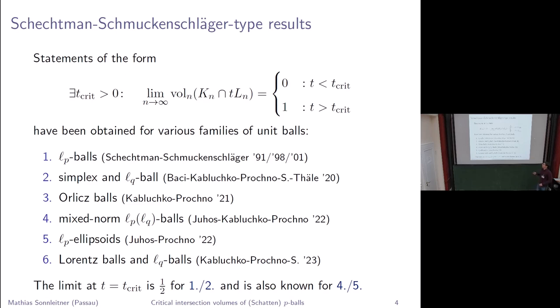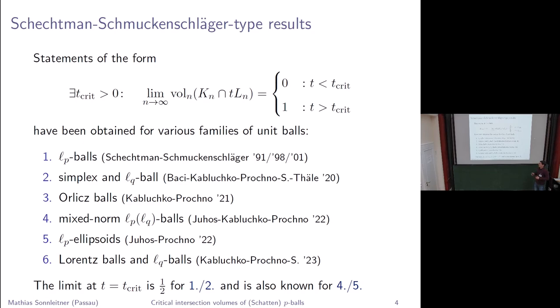Such a result was proven for the case of LP balls I just showed you, but also for simplex balls, edge balls, which are a generalization of LP balls, mixed norm balls, which are matrix balls where you take the Q and P norm with respect to columns and rows respectively, and also LP ellipsoids, which are yet another generalization of LP balls where you rescale each coordinate differently, and also Lorentz balls, which are yet another generalization of LP balls. At the critical threshold, which is the interesting case, we get 1/2 in cases 1 and 2, for 4 and 5 we get some possibly different values between 0 and 1, and for 3 and 6 we do not yet know anything about the critical threshold.